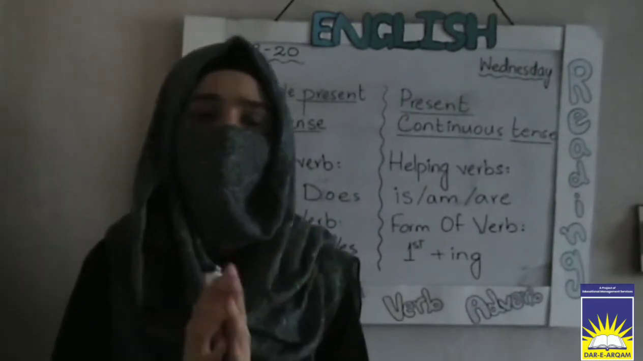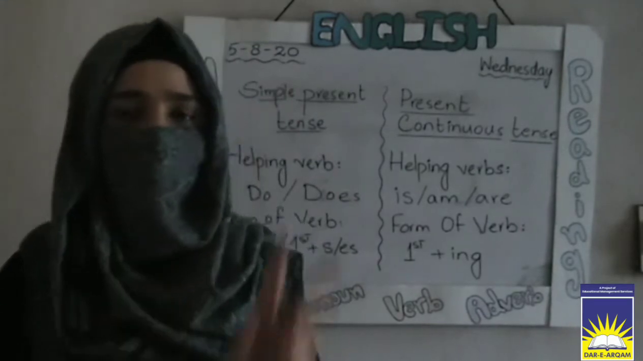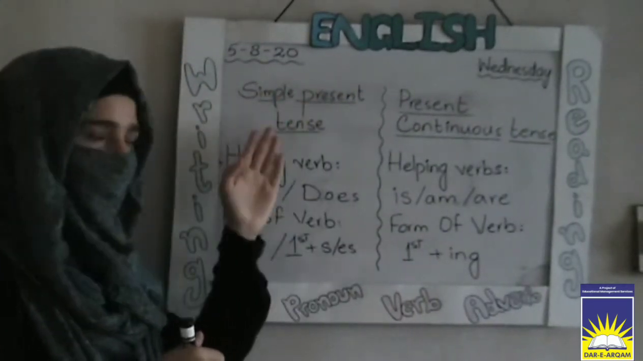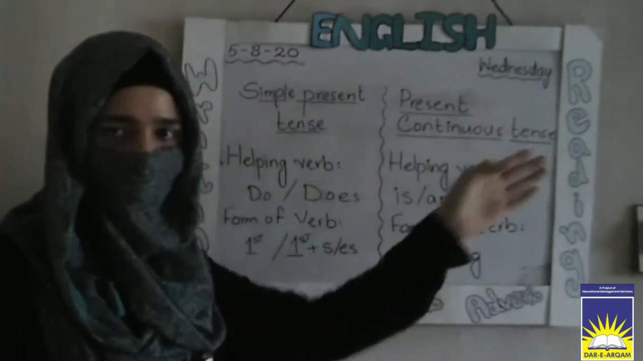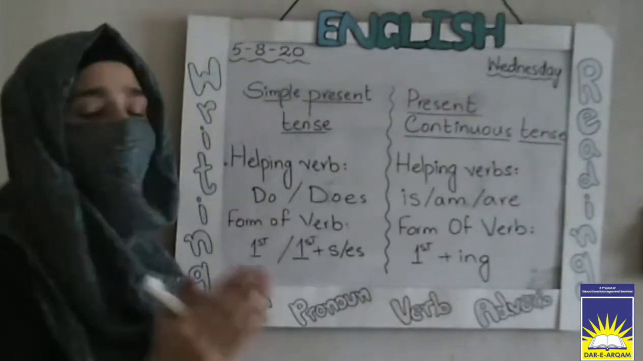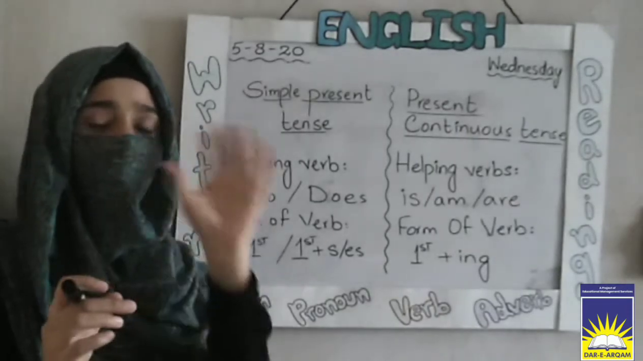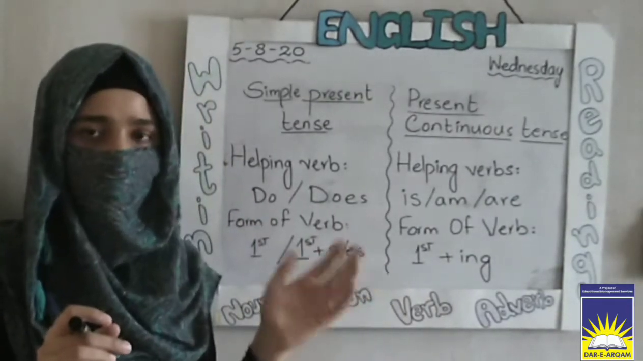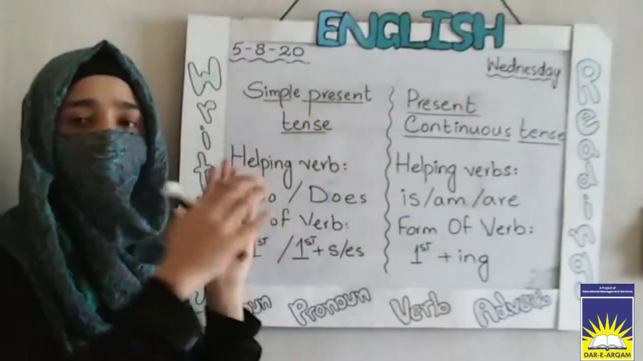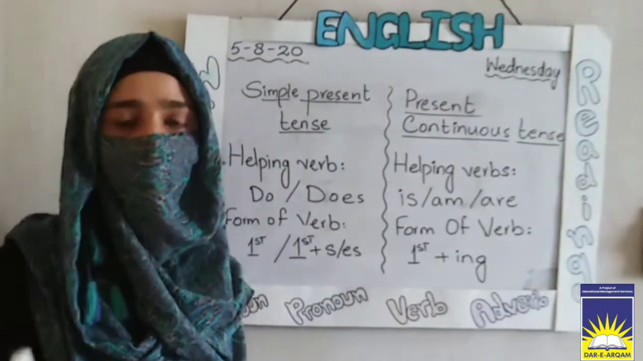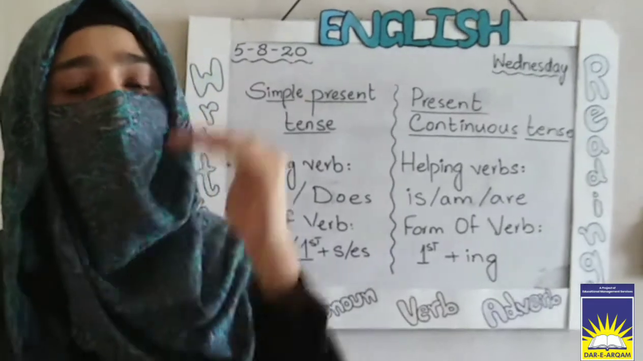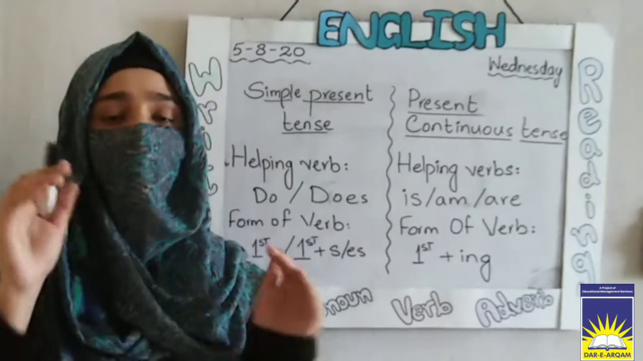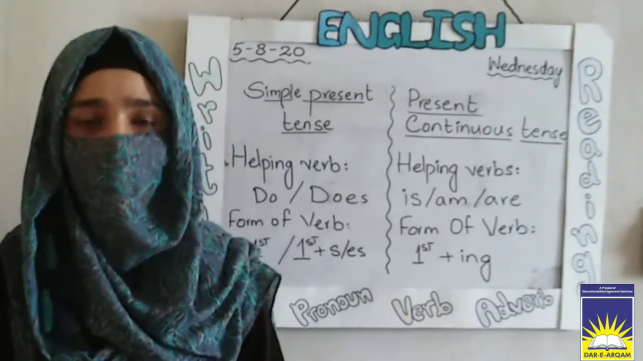So, now let's begin. Which two kinds of tenses have we learned? We have learned simple present tense and present continuous tense. Have a look, I have concluded some basic information from both types of tenses here on the board, to make it clear to you which form of verb and what helping verbs we use in simple present tense or present continuous tense.